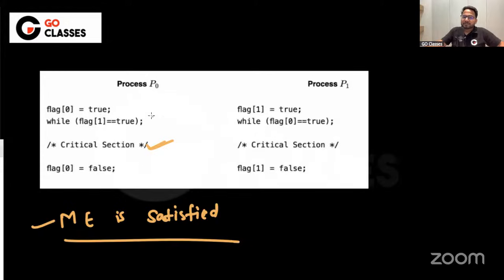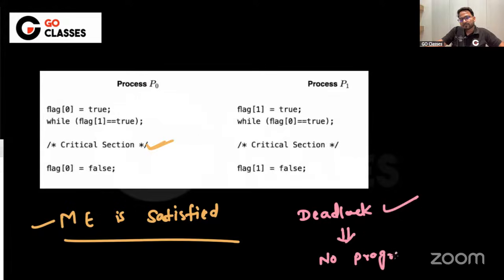What about the progress? See, progress says that there should not be any deadlock, right? So if you have one case where both the processes are entering at the same time, then they might get involved in a deadlock, right? So there is a deadlock. Deadlock is there, it means there is no progress, right? Is this understood, everyone? Okay.